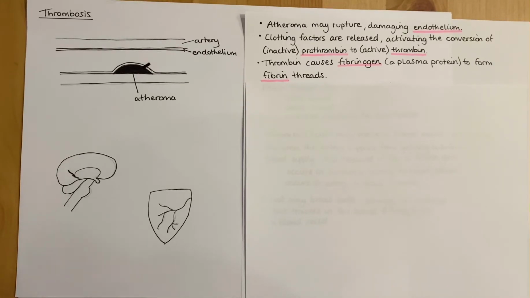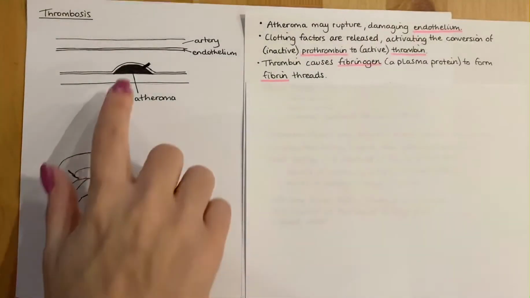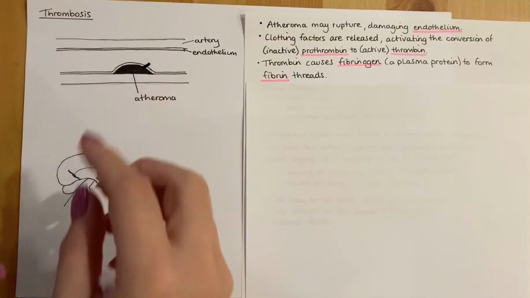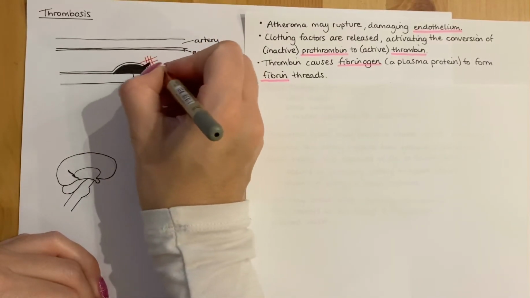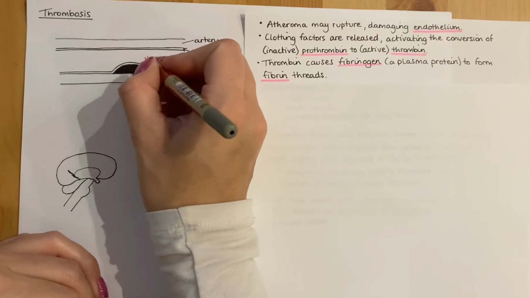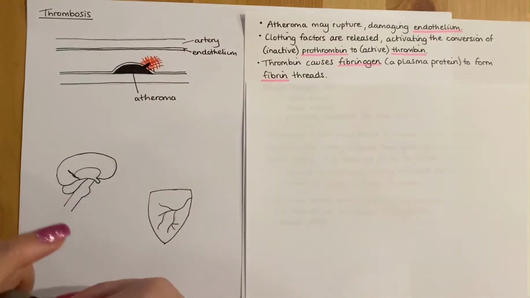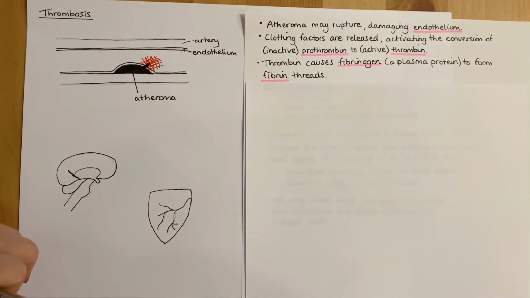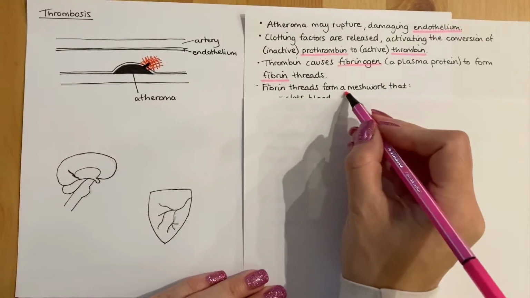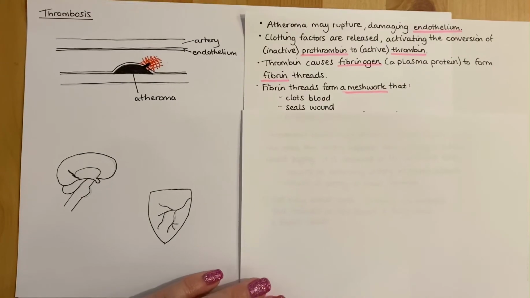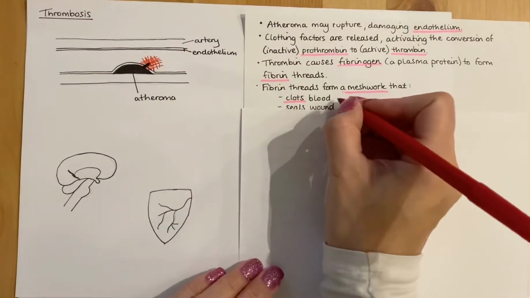So the fibrin threads do a bunch of different things. At the site of this atheroma, where that's burst through, the fibrin threads will try to start forming a meshwork, which will try to seal that wound. So these threads will stick to that area. Okay, so a meshwork forms, and it will clot the blood. Now when that blood clots, it is called a thrombus.